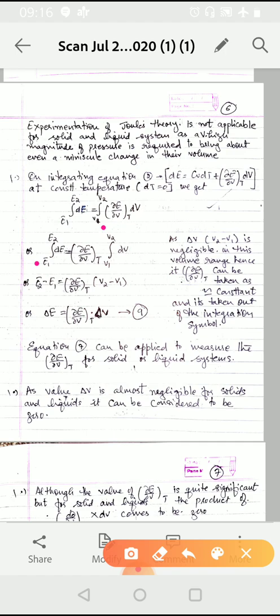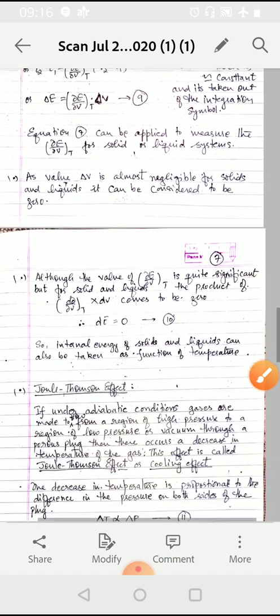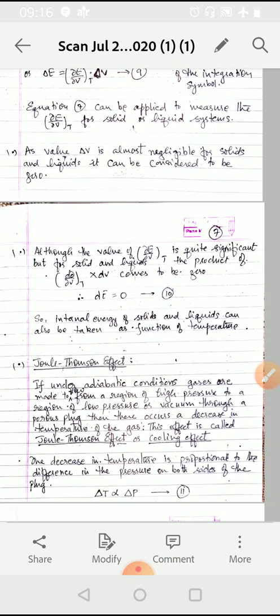We have taken this out of the integration, applying the limit V1 to V2 dV. This equation becomes E2 minus E1 equals del E upon del V at constant T times V2 minus V1, that is, delta E is equal to del E upon del V at constant T times delta V. Equation 9 can be applied to measure del E upon del V at constant T for solids and liquid systems.